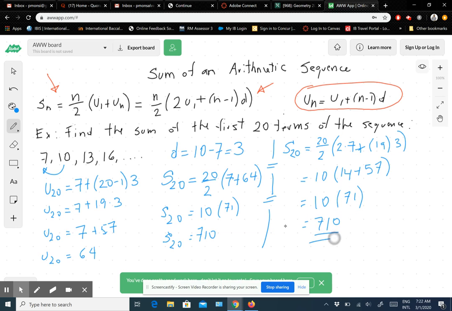And notice we get the same answer using both methods. So you could use either of the two formulas to calculate the sum of an arithmetic sequence.